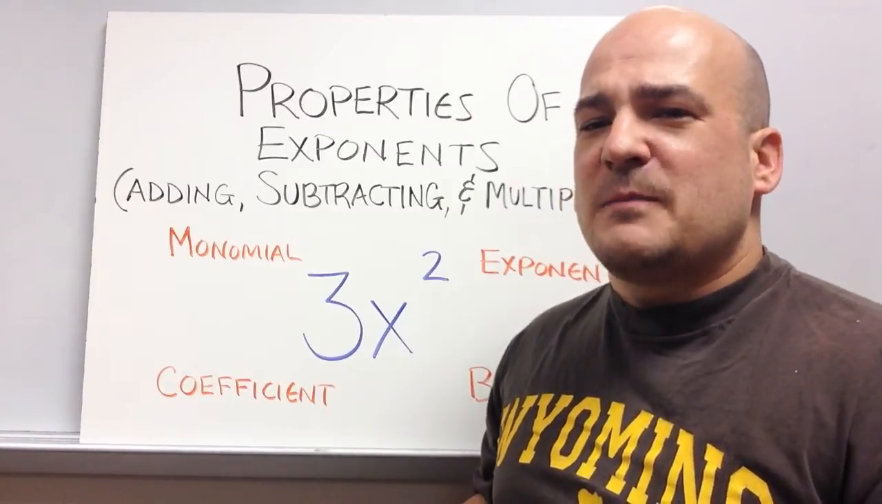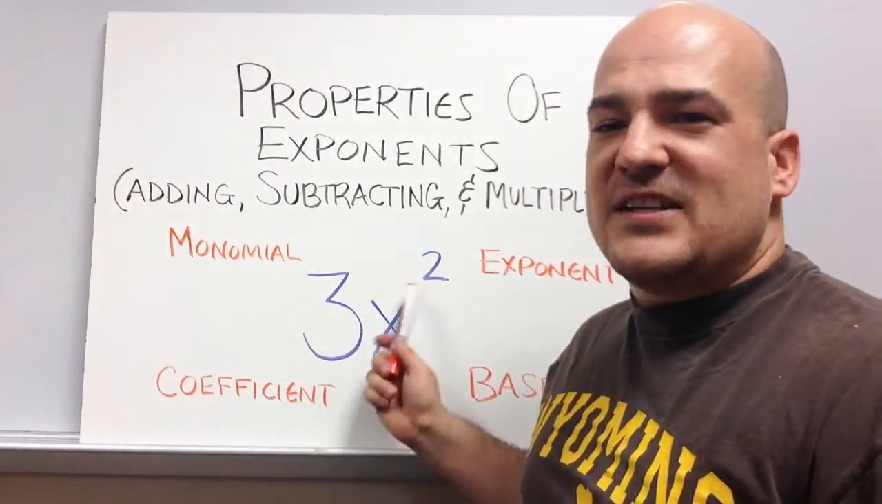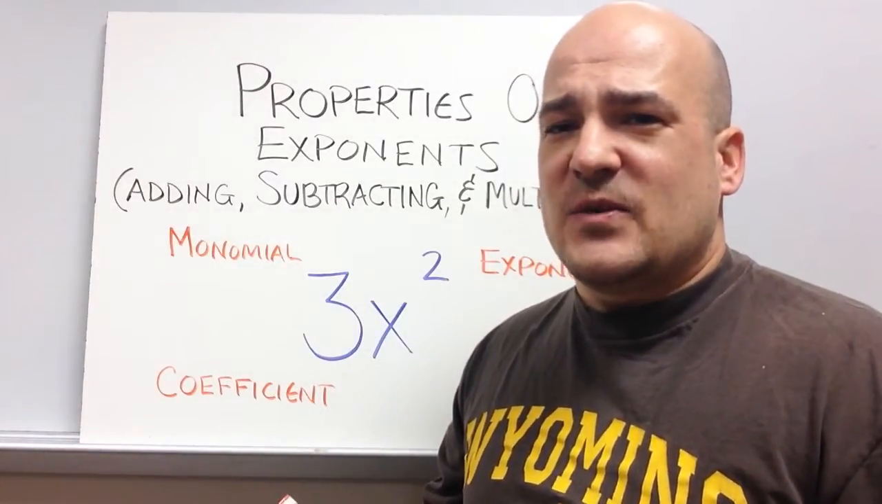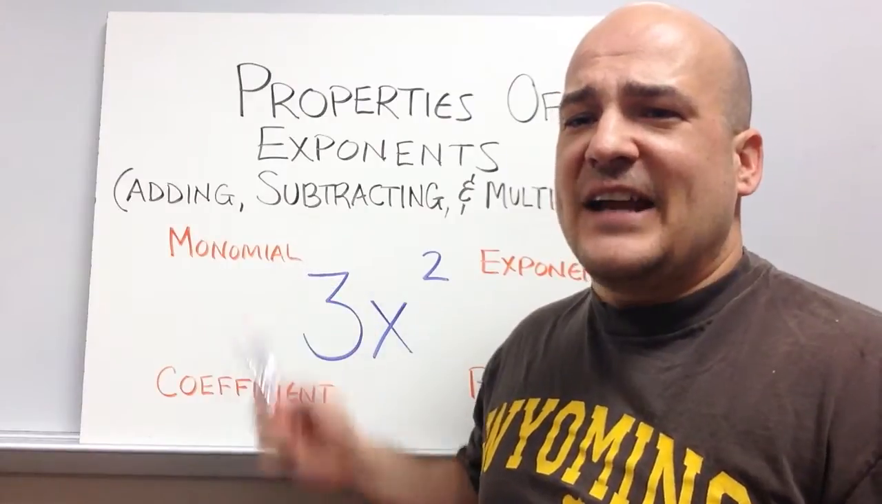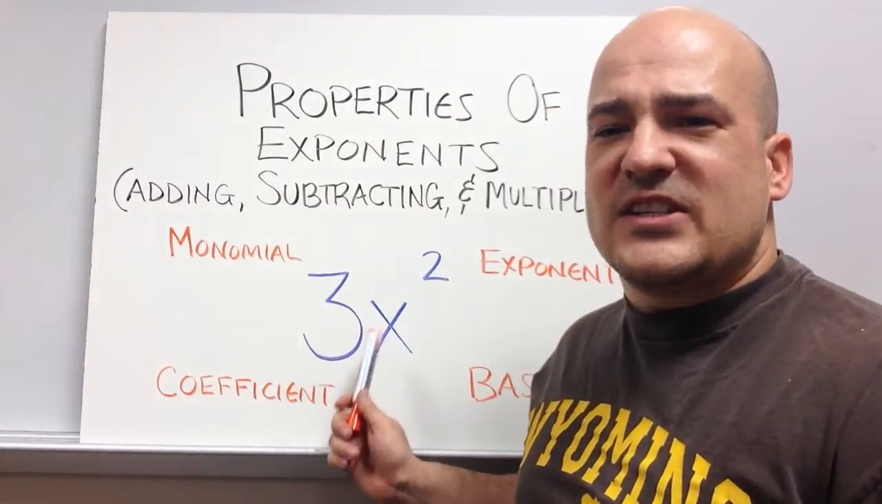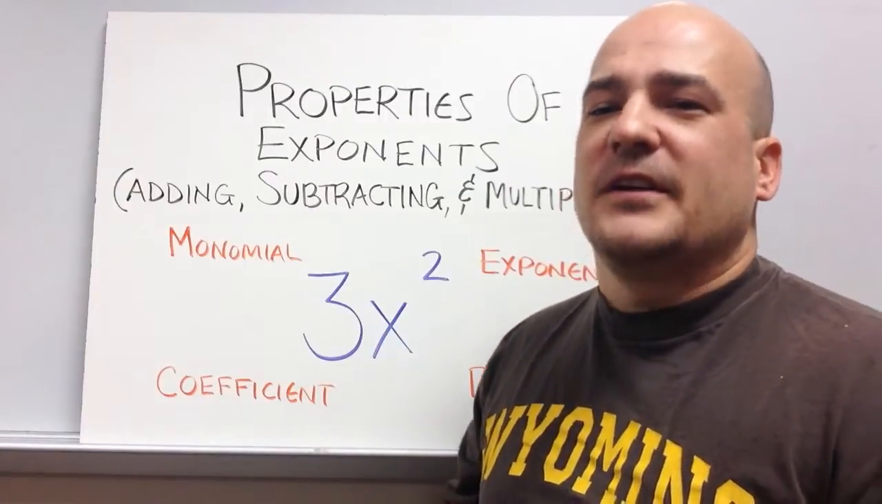When I'm talking about exponents, I'm talking about numbers like this, 3x squared. How do you add another number to 3x squared? That's going to be the adding and subtracting part, and then in a little bit we're going to talk about how do you multiply 3x squared times another number.